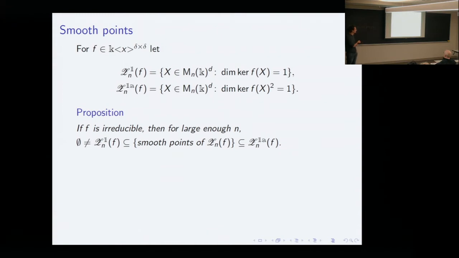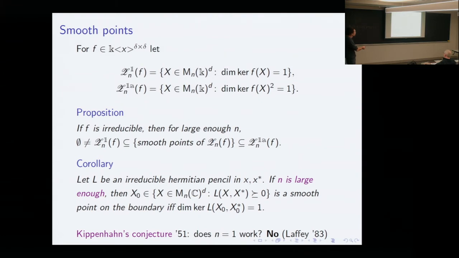And why is that important? Well, if you're doing something in the Hermitian setting, so for positivity domains and so on, then when things are Hermitian, geometric multiplicity and algebraic multiplicity are the same thing, right? So in that case, at least these two things are the same. So smooth points can be described like that. If I have an irreducible Hermitian pencil, then for large enough n's, x0 is a smooth point on the boundary if and only if the dimension of the kernel is exactly 1. And again, that only holds for large enough n's.